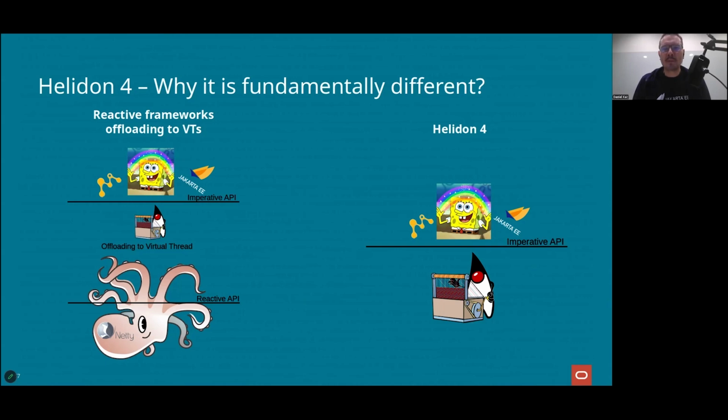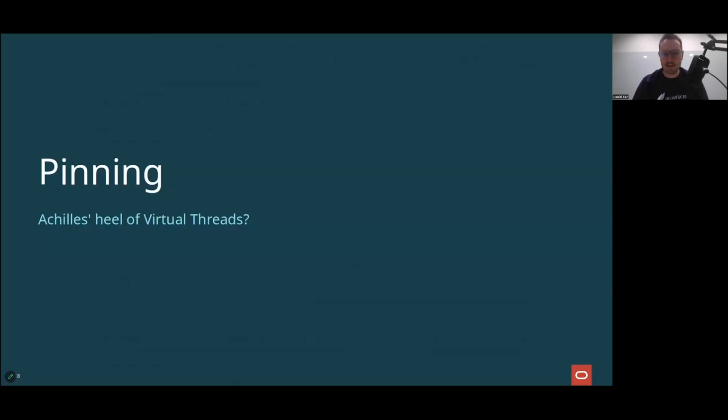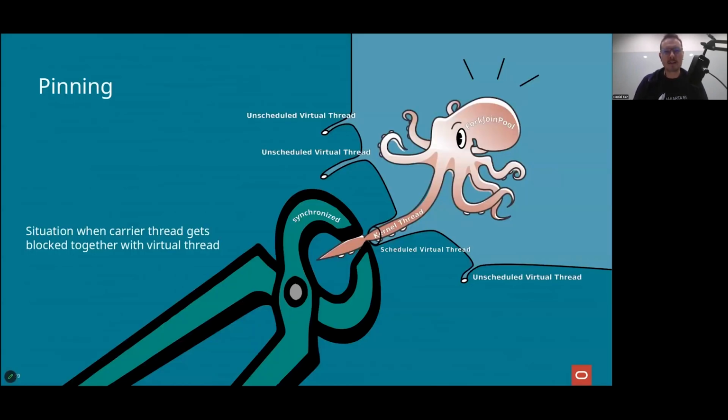This way, you get performance on par with reactive runtimes, with easy to use blocking APIs powered by a simple and pragmatic runtime. And now we have time, that's cool. So we can take a look at the Achilles heel of the virtual threads, the pinning. Everyone heard about the pinning, it's super scary, right? So we will take a look at what it is and what it does.